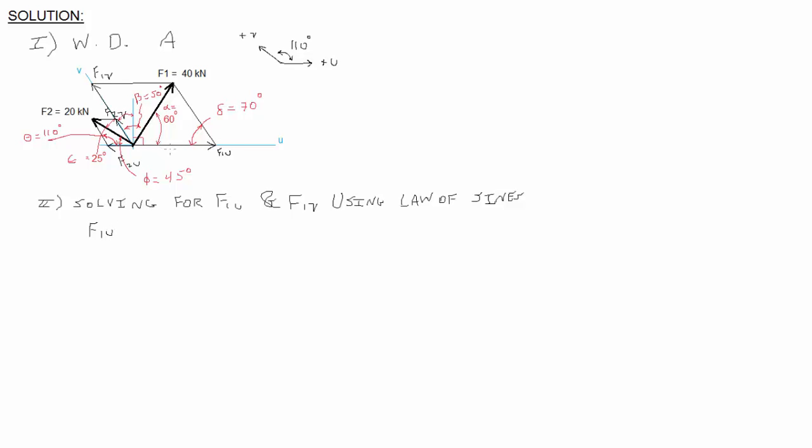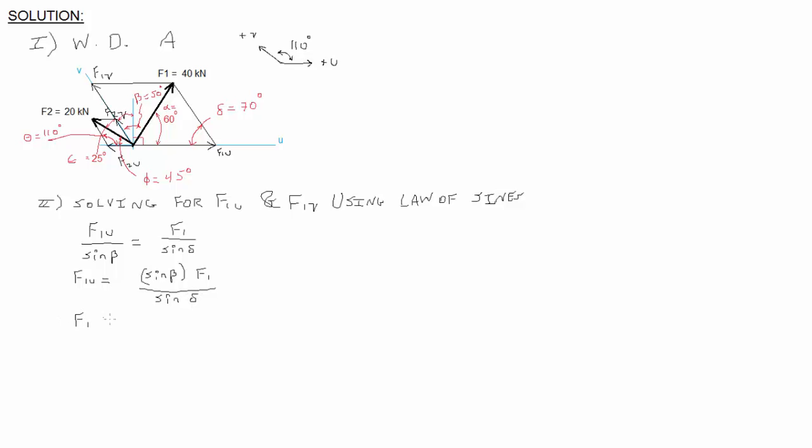F1u is this piece right here. The angle opposite is straight up, which is my beta angle. So F1u divided by the sine of beta equals F1, because that's our known, and the angle opposite from F1 is delta. So now I need to take that equation and rearrange it to solve for F1u by itself. So F1u equals sine beta times F1 divided by the sine of delta.